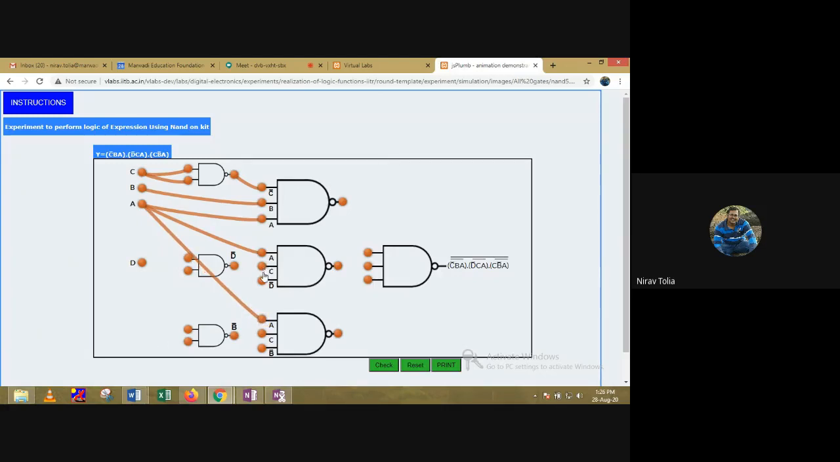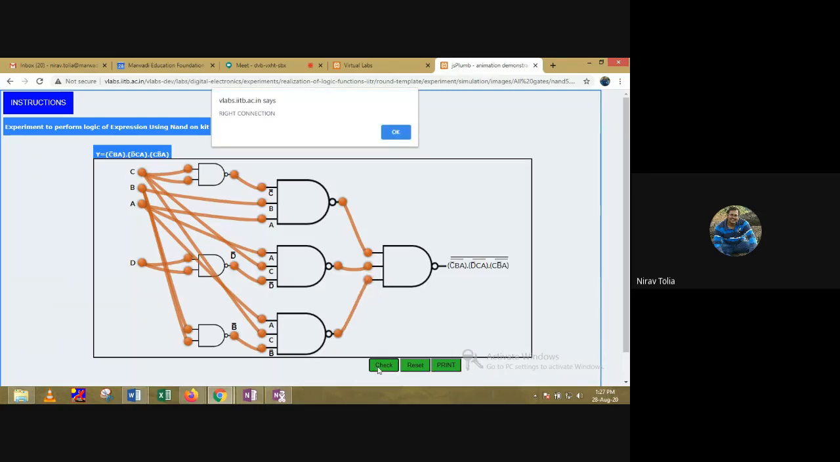Okay, then I required here C, so from C I am connecting here. Then I require D bar, so for that I have to make a D bar, so here it is D bar, and then I am connecting D bar here. In last I required C here, so I am connecting C here. Then I required B bar, so how I can get a B bar, so from B I have to connect here, again from B I have to connect here, then I have a B bar, then output of all the three, and then click on check, then it's right answer.